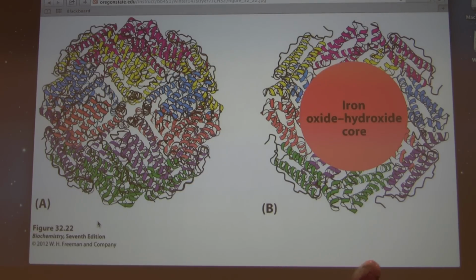Okay? If it has too little iron, there's no reason to keep making ferritin because the cell would simply be wasting energy. Okay? So ferritin is a protein that eukaryotic cells have to modulate according to the amount of iron that they have within them.